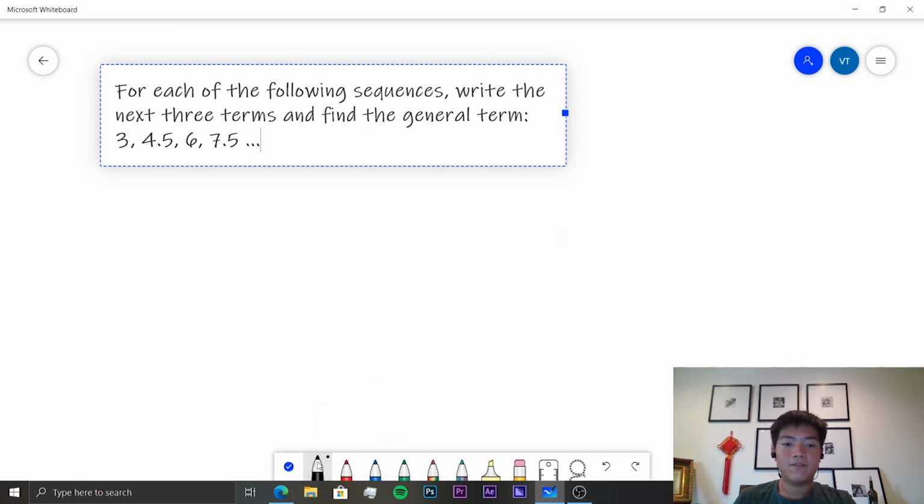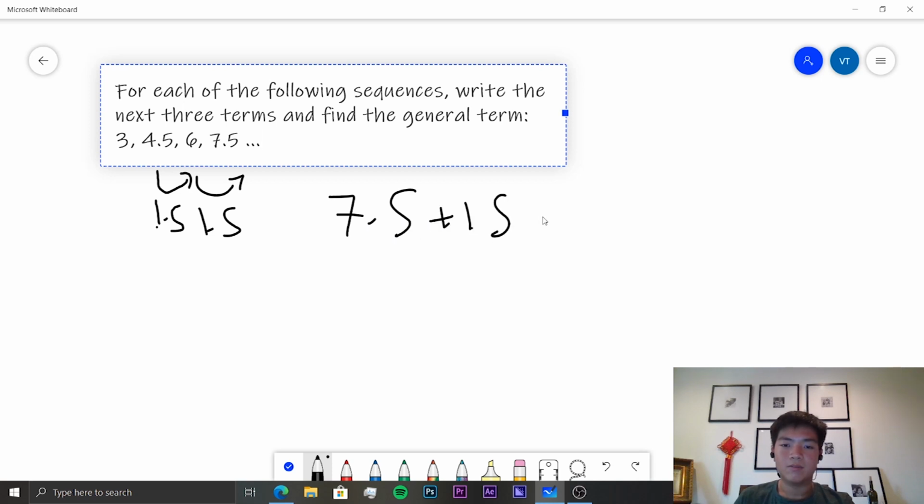So how do we find the next 3 terms? Well, if we notice here, to get the next term, we're simply adding 1.5 to the previous term. So, for example, from 4.5 to 6, that's a difference of 1.5. From 6 to 7.5, that's a difference of 1.5. So the next 3 terms would be, well, 7.5 plus 1.5, which is equal to 9.